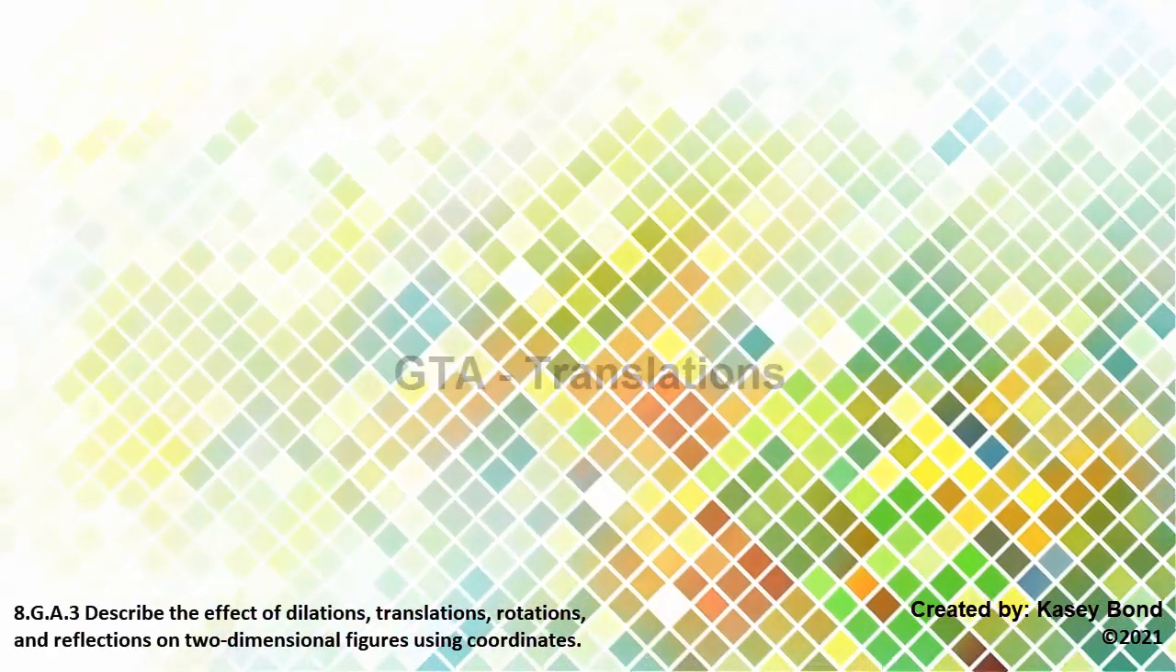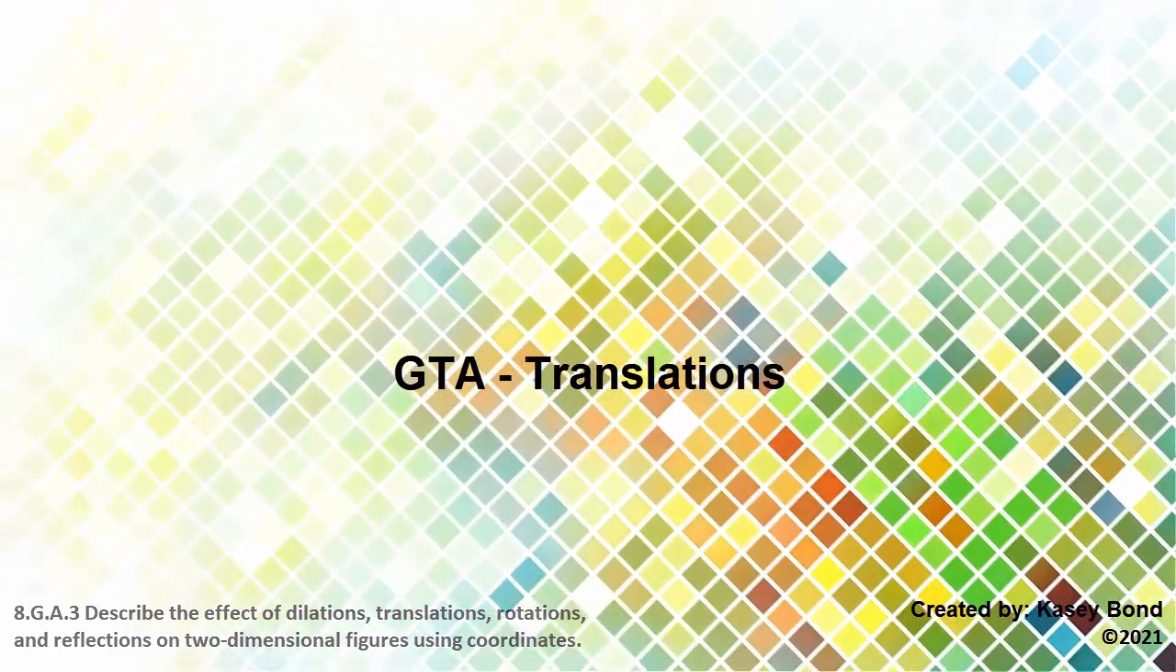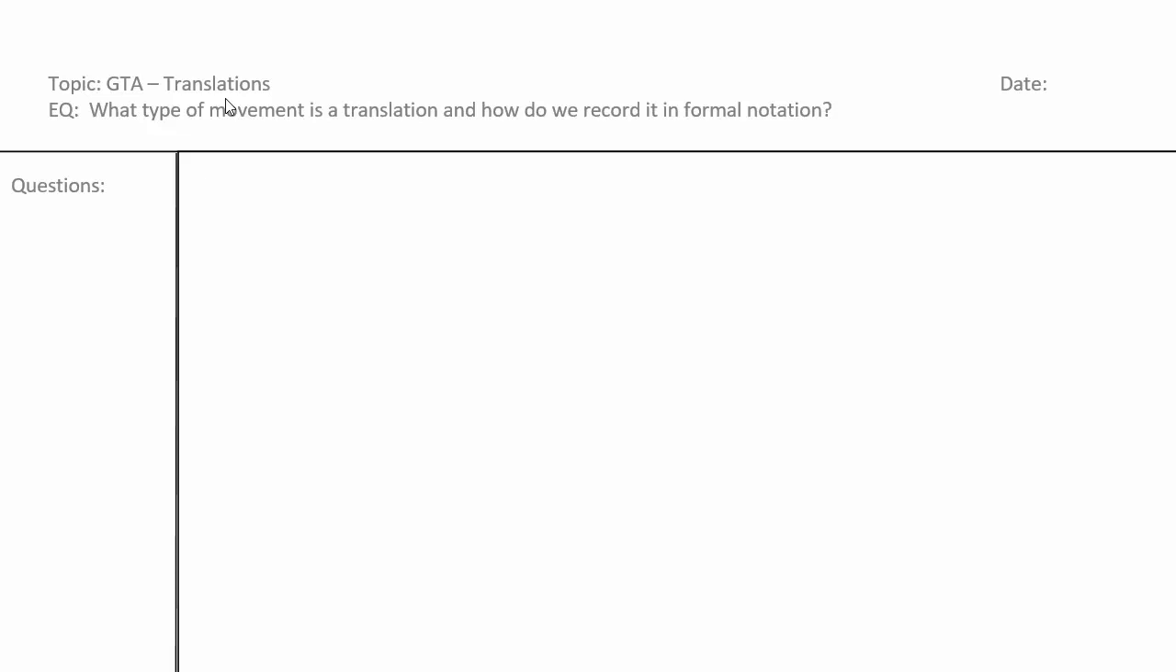For today's topic, we're discussing translations. This is a rigid type of transformation, and our essential question is, what type of movement is a translation, and how do we record it in formal notation?